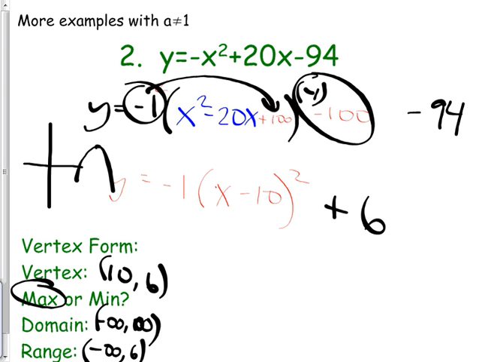So negative infinity to 6, and it's still wrong. What did I do wrong? 6 has to have a bracket because it can touch 6. There we go. Now it's right.